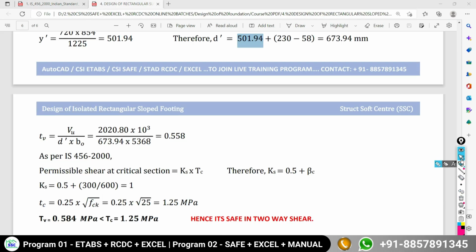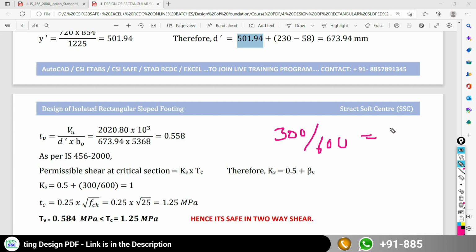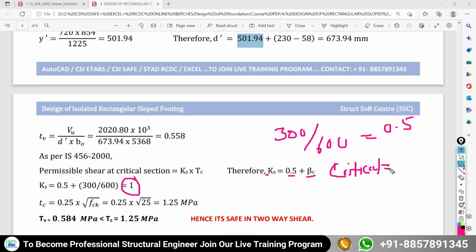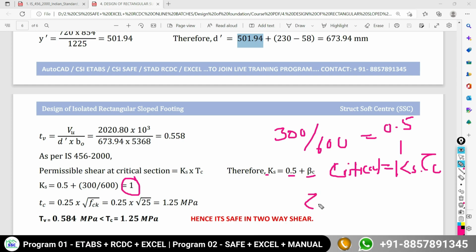Here we know that our column sides are 300 by 600, shorter side divided by longer side, so that is going to become 0.5. So I am going to put here 0.5 plus 0.5, so it is going to become 1. Ks value is totally going to become 1. And if Ks is equal to 1, your critical shear value is Ks into tau c, so the critical shear is going to become your tau c.